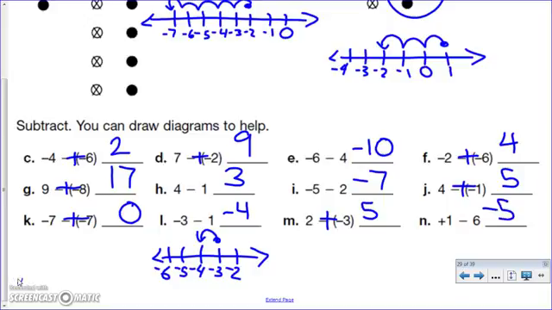All right, please make sure you've copied down all the work. And again, just like in the adding, you can use the dot method, the number line method, or the mental method to complete any of these problems. Make sure all the work is copied down and glue it in your math notebook.